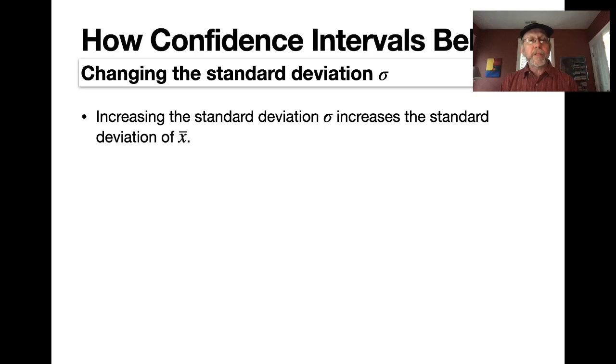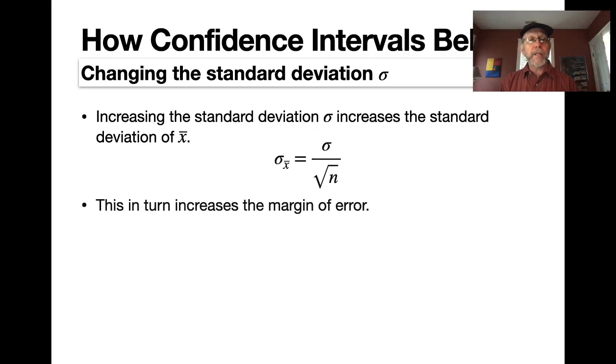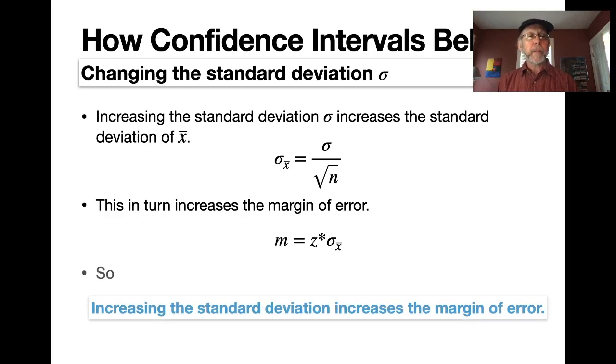Well, increasing the standard deviation sigma increases the standard deviation of x bar, right? And it's from that same formula. If you increase sigma, then you're increasing the numerator of that fraction in the formula for the standard deviation of x bar. And so that would increase the result of the division. So that would in turn increase the margin of error for the same reason. The margin of error is a multiple of sigma of x bar. If sigma of x bar increases, so does the margin of error. So increasing the population standard deviation sigma also increases the margin of error.